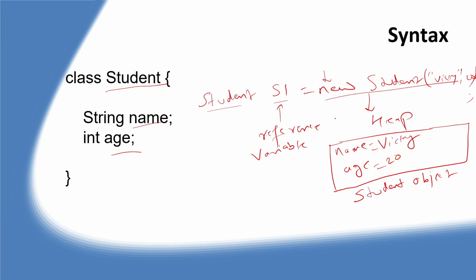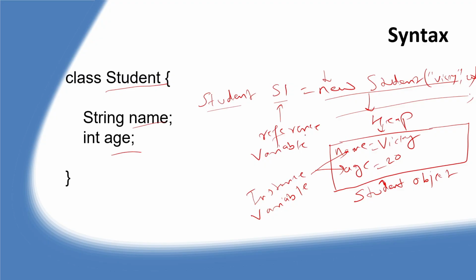So in the heap memory, this is heap memory, we will have student object, and this student object will have instance variable. These are what? Instance variable, name and age.